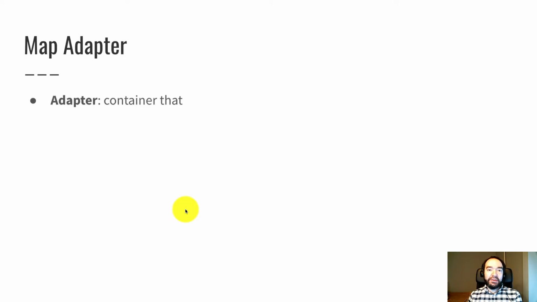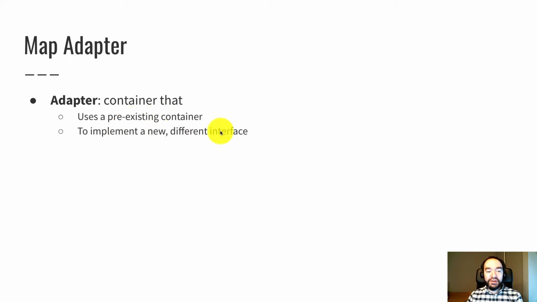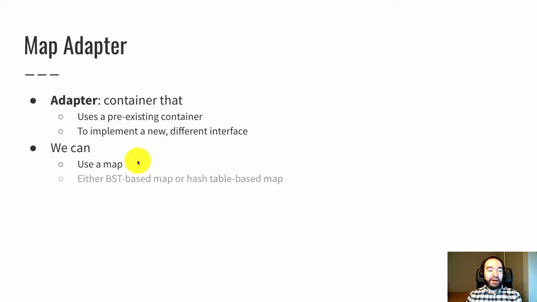We can implement this set ADT as an adapter of a map. Remember that an adapter is a container that uses some other pre-existing container to implement a new and different interface. We can use that idea here. We can use a map, which could either be a binary search tree map or a hash table based map. We're going to use that map to implement the set operations.